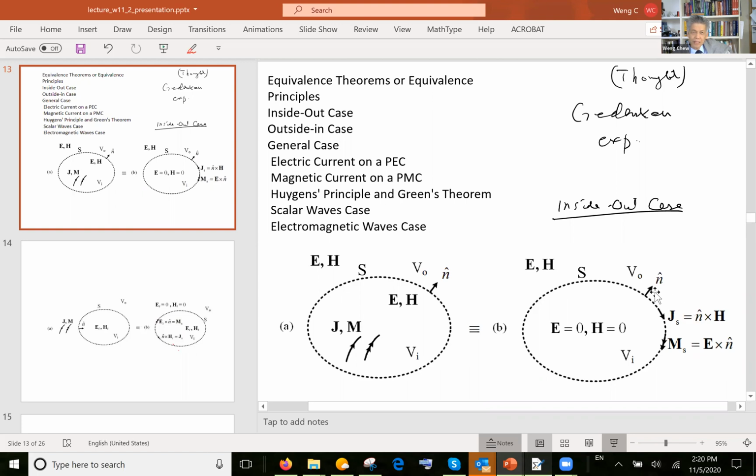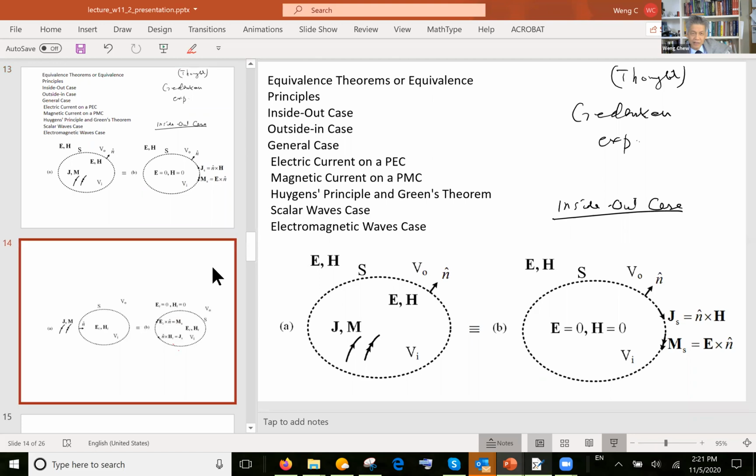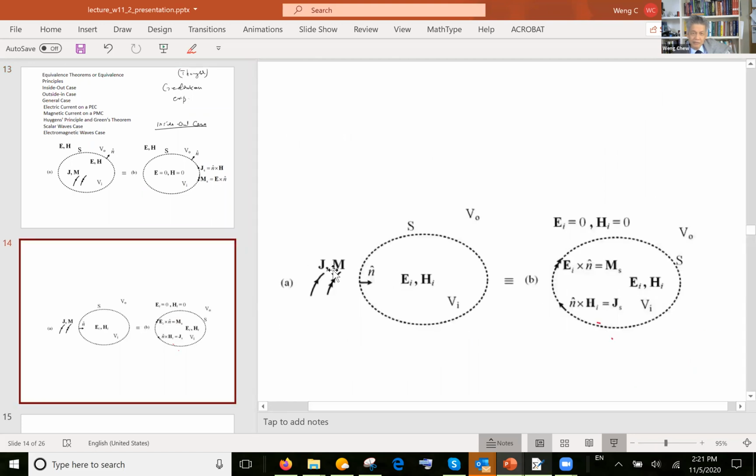In problem B, we put some equivalent sources on the surface S. We did the inside-out case. Now we do the outside-in case. Now we assume that we have some sources outside this surface S. These sources produce field E^i, H^i inside this surface S. And I'd like to find equivalent problems on the right-hand side so that the fields are equivalent to each other inside this surface S, E^i, H^i.